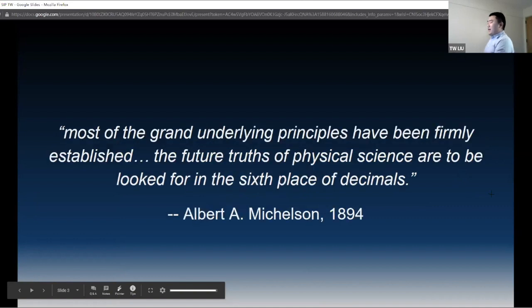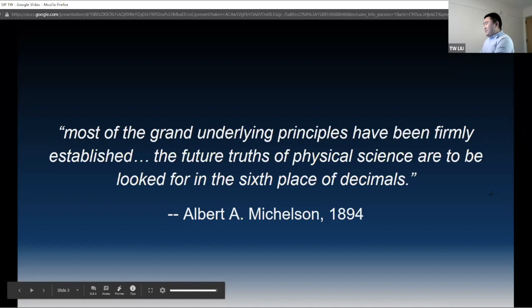I think some of you might have already seen this quote before, but I would still like to introduce it. Scientists before the 20th century, studying physics, were all focusing on Newtonian mechanics, which is what we call classical mechanics. At that point, people were pretty confident with Newton's theory. One of the scientists, Albert A. Michelson, in 1894, stated that most of the grand underlying principles have been firmly established. The future truths of physical science are to be looked for in the sixth place of decimals, which means he was pretty confident about the theory.